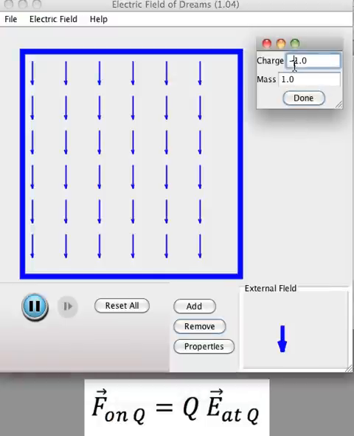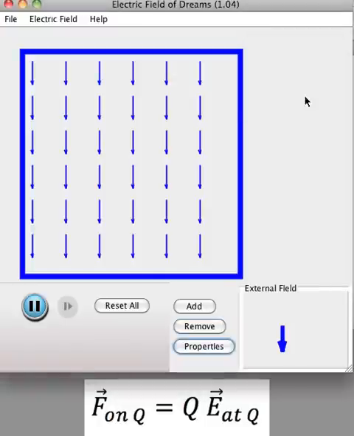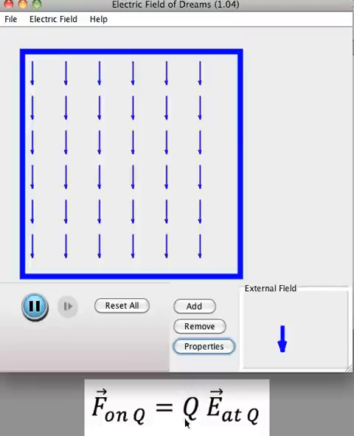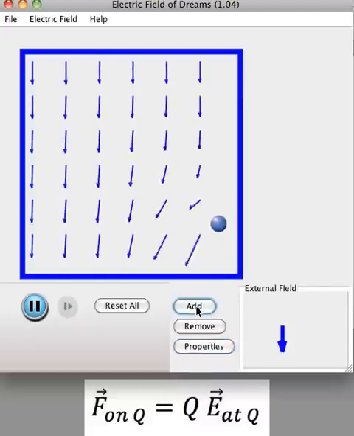Let's add a positive charge. If the electric field points downward, so if the E field is a vector pointing down, wherever the charge comes in, the electric field is the same. It's downward everywhere. If I put a positive charge in there, then I calculate positive Q times an electric field pointing down. That gives me a force pointing down. So let's add that in.